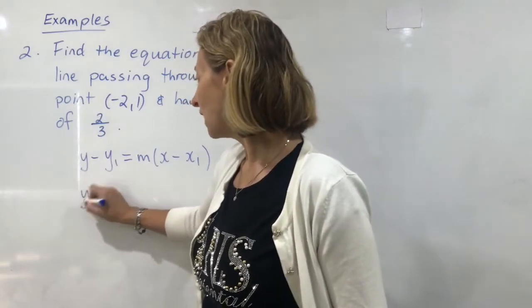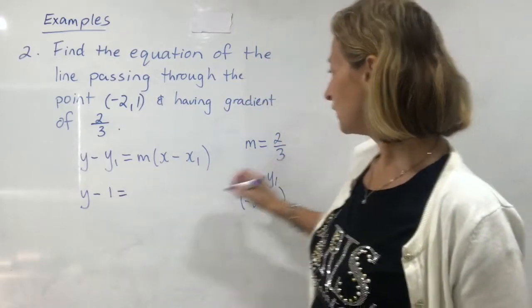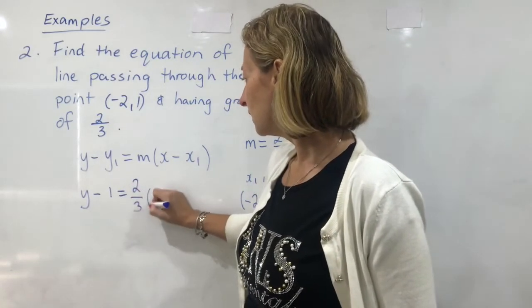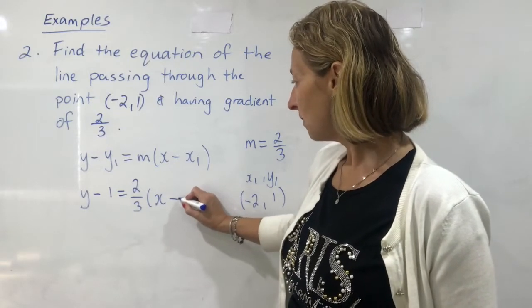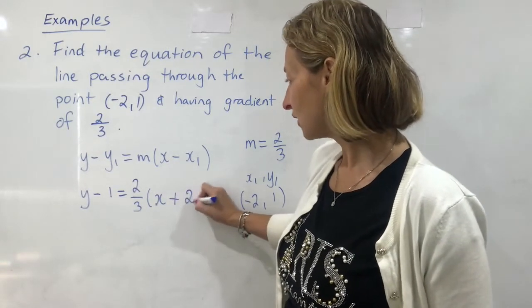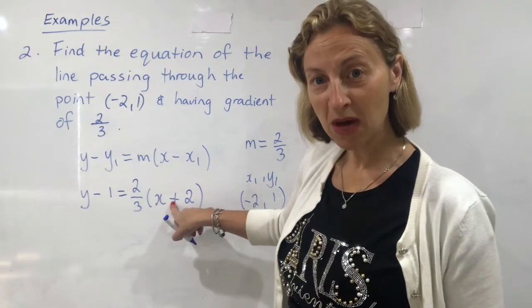So we have y minus y1, which is 1, equals m, which is 2/3, bracket, x minus x1, which is minus 2. So minus minus 2, that's going to change that to a plus. I hope everybody's okay that I made that a plus because it was minus minus.